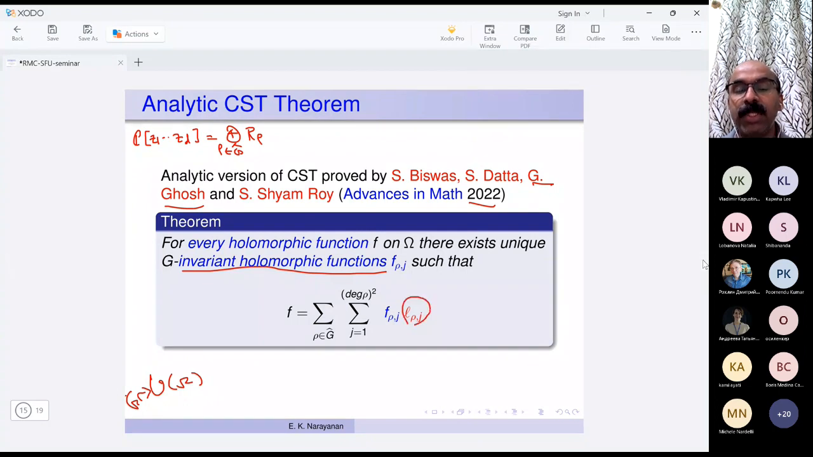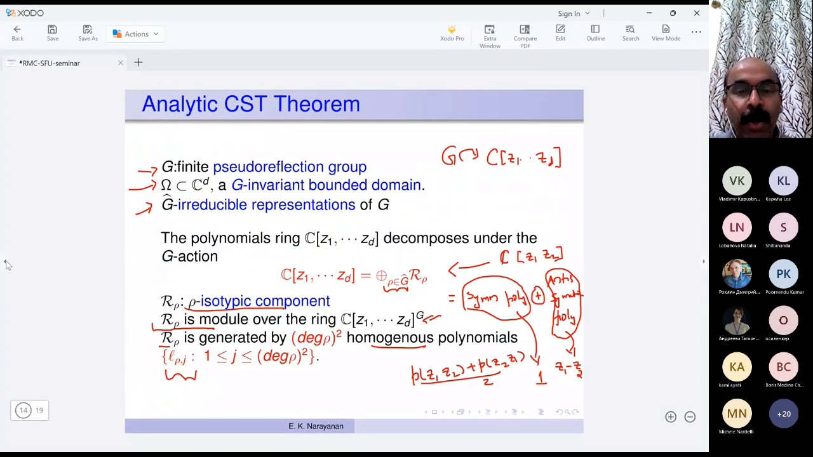What was L_rho,j? Remember, let me go back one page just to remind you what L_rho,j is. In the case of polynomials, the isotypic components were generated by these L_rho,j's. So these were the basis for the isotypic components, and you know the module is generated by these homogeneous polynomials. The same basis works for holomorphic functions. Okay.